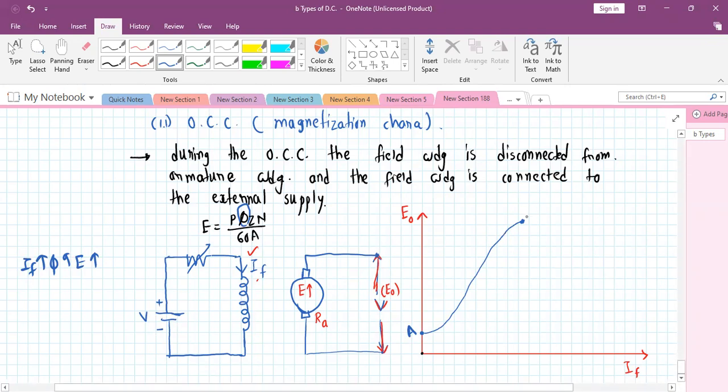So at this point your material will be saturated. Even though the field current is increasing, your EMF becomes approximately constant. It is not able to increase further. That is called the saturation point, where the material is saturated. Is it clear? So this is called the open circuit characteristics.